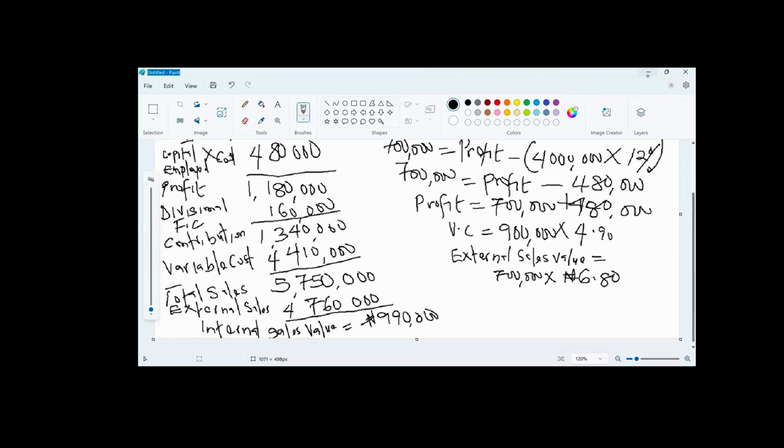Now, how many units will Aba division sell to Beta division? 200,000 units. Aba division will produce 900,000 units. It's going to sell 700,000 externally. That means 200,000 is sold internally. Those 200,000 units will give you 990,000 naira. What is the internal selling price per unit? 4 naira 95 kobo. Look at it.